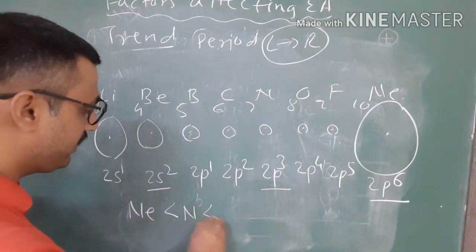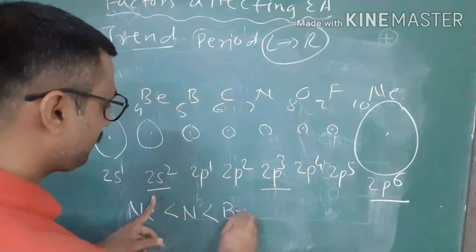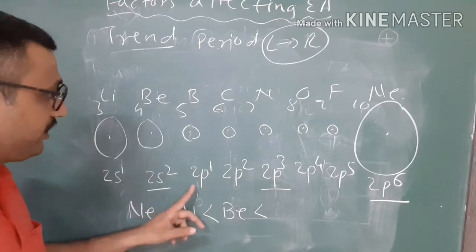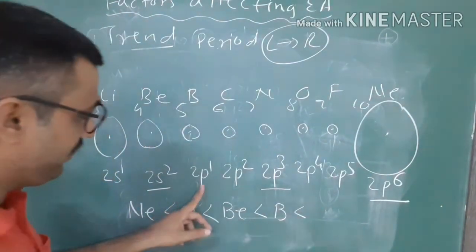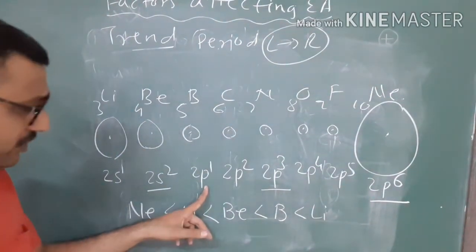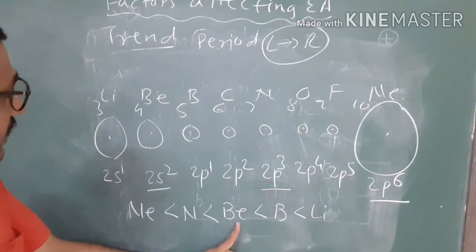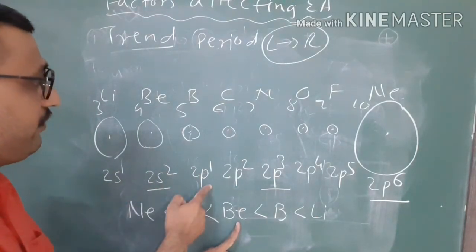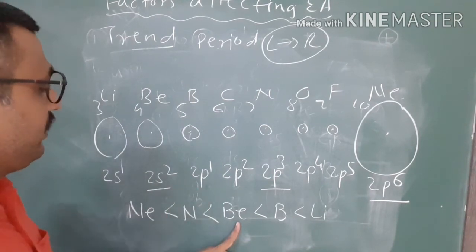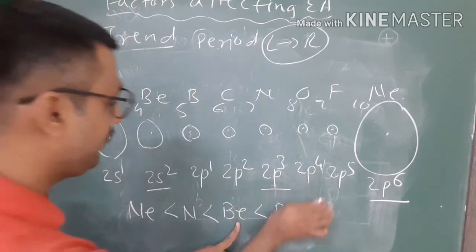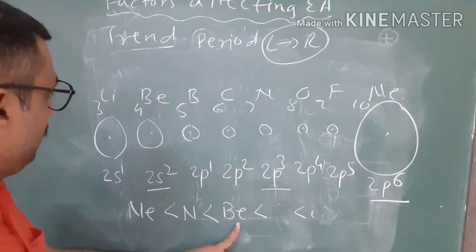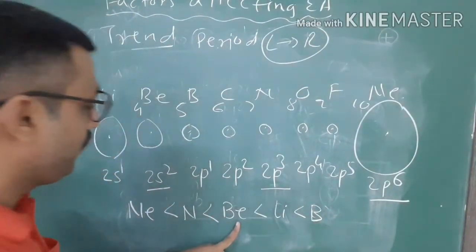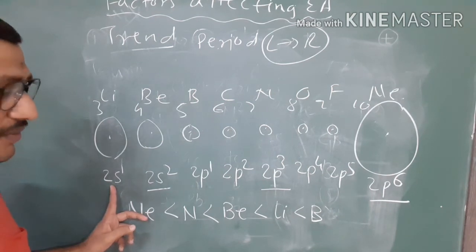Then there is nitrogen, then beryllium. Now after beryllium, we expect lithium should show a lower electron affinity value, but we observe that after beryllium, boron shows the lower electron affinity value, and then lithium comes. Now the question is, after beryllium, why are we not taking lithium? Practically, we observe that after beryllium, the electron affinity value is greater for lithium, and then for boron. Why is lithium showing the greater electron affinity value?